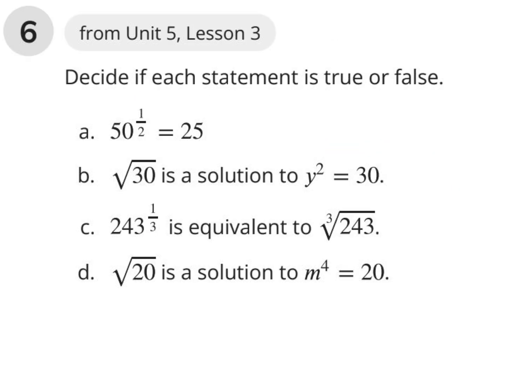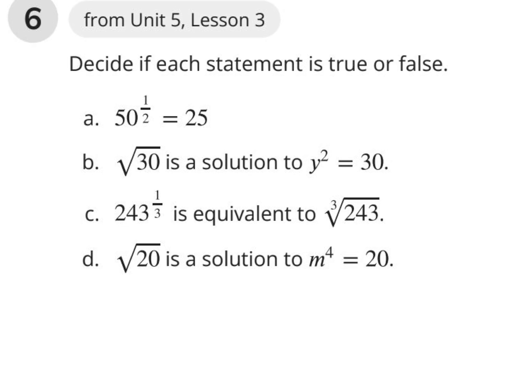Okay, decide if each statement is true or false. 50 to the 1/2 power does not mean 50 divided by 2. So this is false. The square root of 30 is a solution to y squared. This is true. 2 to the 40 is equivalent. That's true. The root of 20 is a solution. This is false.